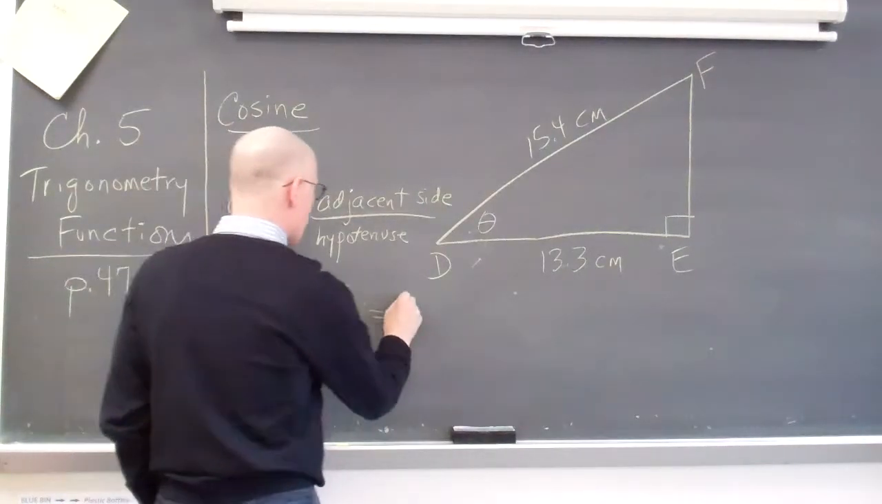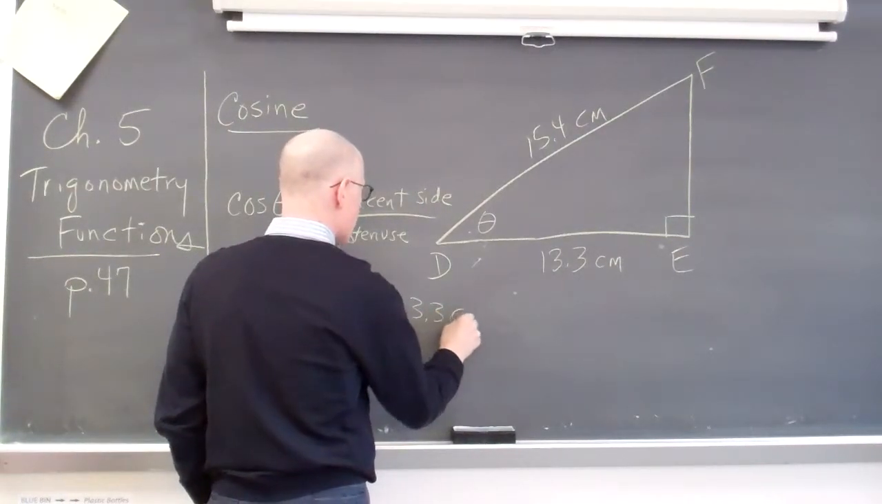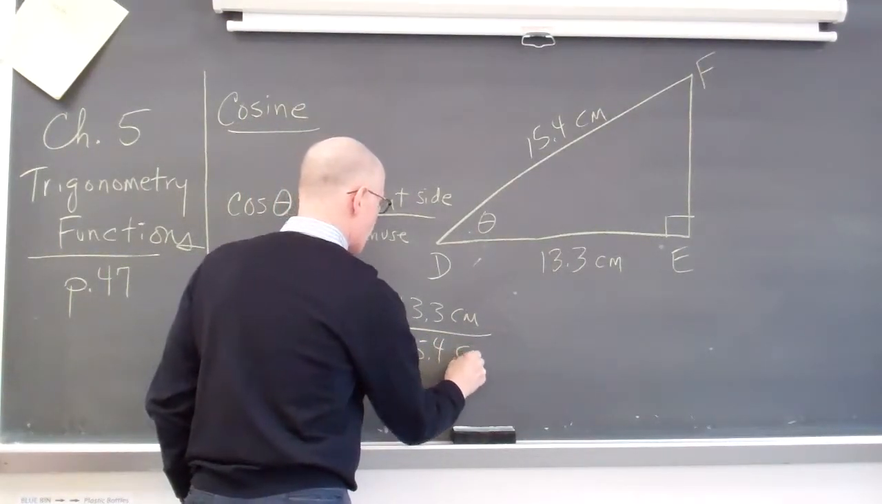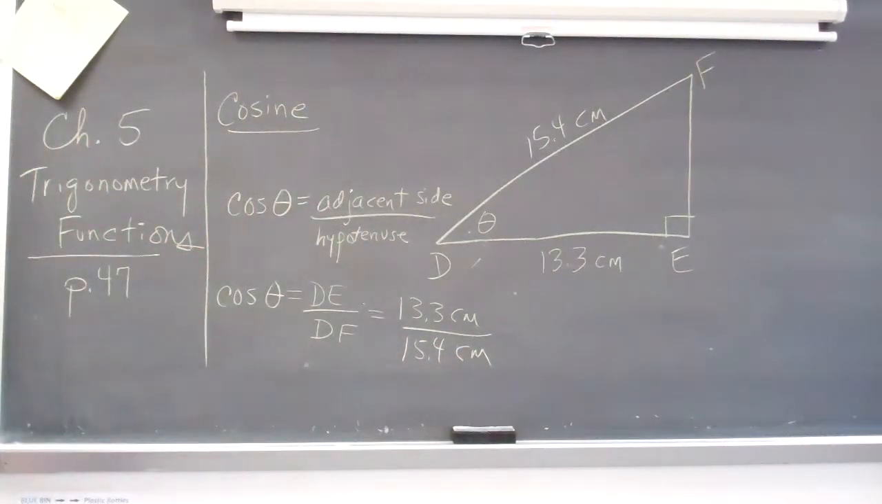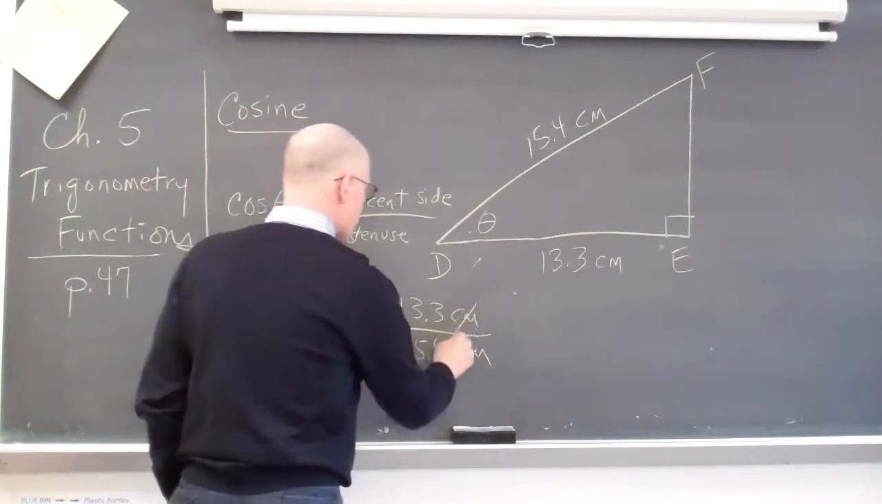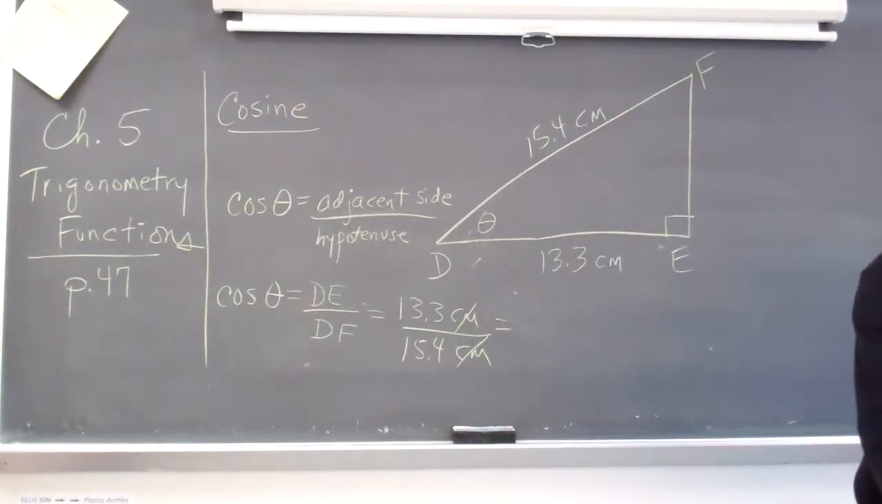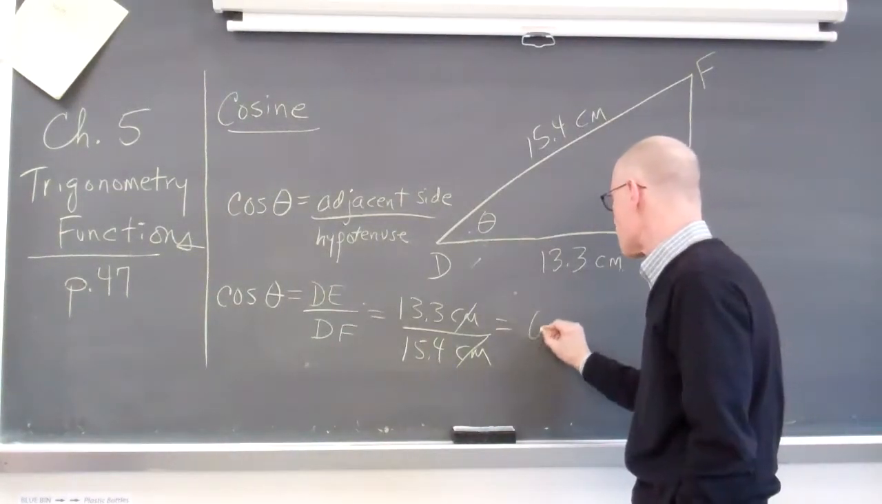Then we can plug in the numbers. 13.3 centimeters divided by 15.4 centimeters. Again, the units cancel out, and you're left with 0.86.